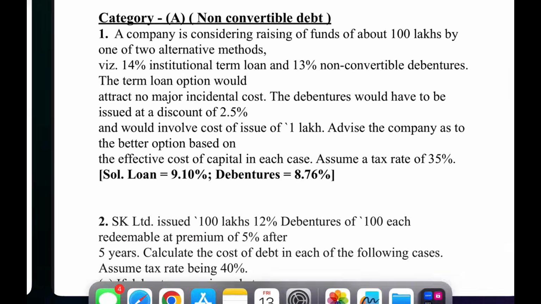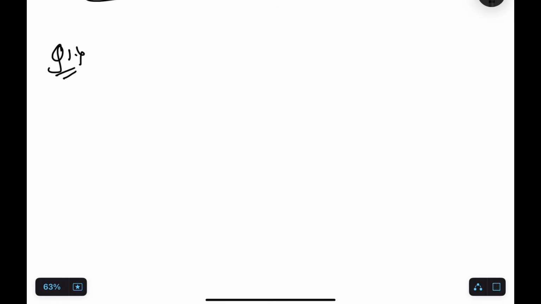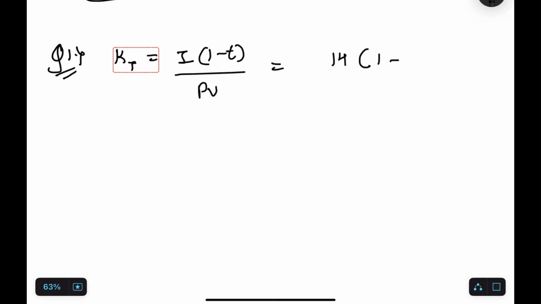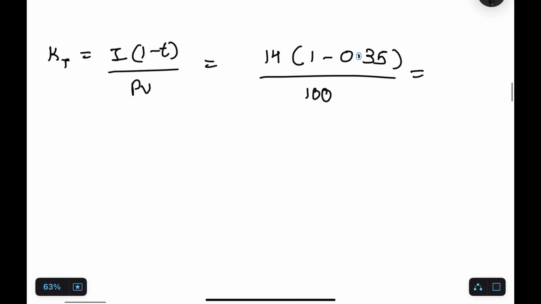So let us solve this question. So firstly, let's calculate the cost of term loan. So the formula would be interest adjusted by tax divided by PV. So the interest rate is 14%. Tax is, as we saw, 35%. So I will write it as 1 minus 0.35. And here PV would be 100 rupees as there is no flotation cost involved in case of term loan. So this I suppose would come around 9.1%.